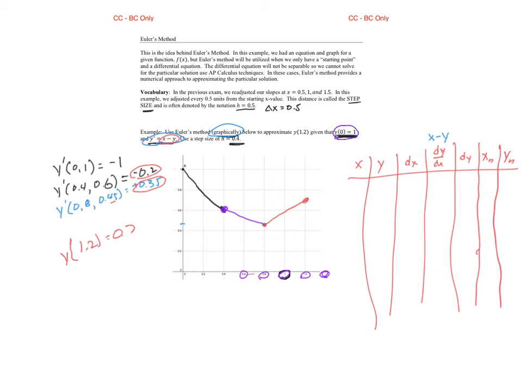They have to give you a starting point. So I'm starting off at (0, 1). They gave me my dx of 0.4.